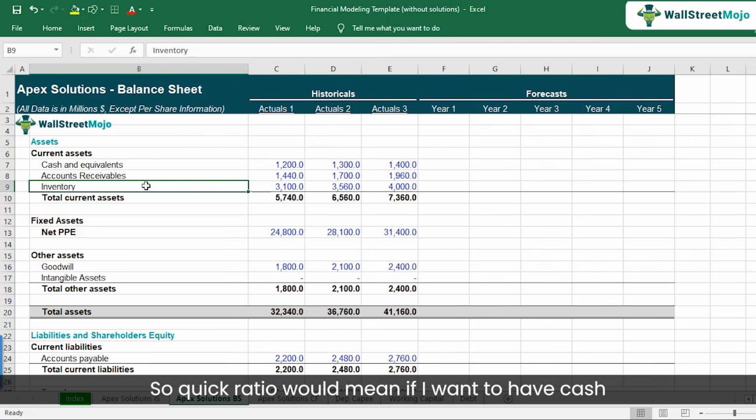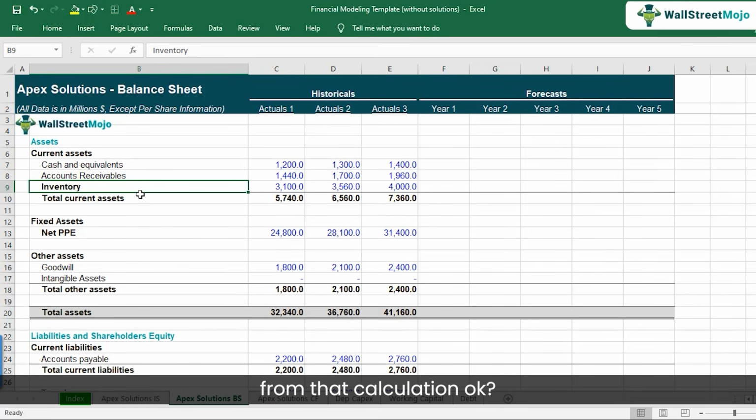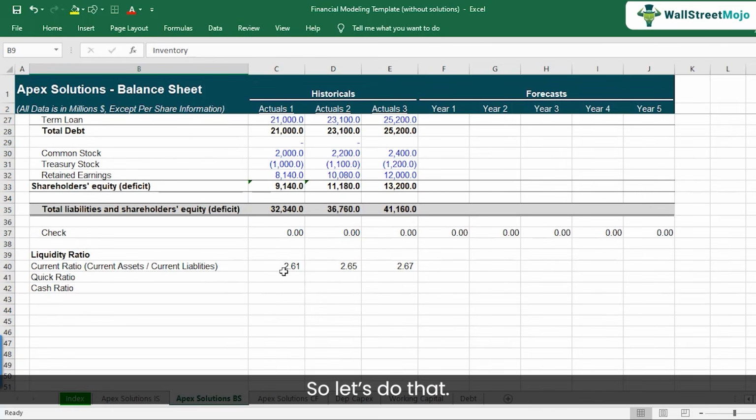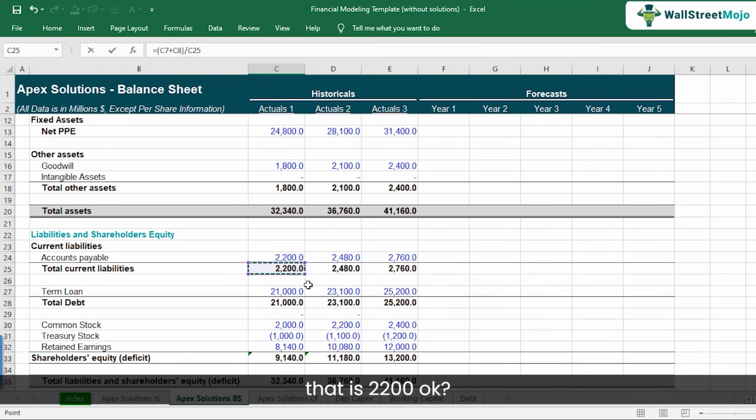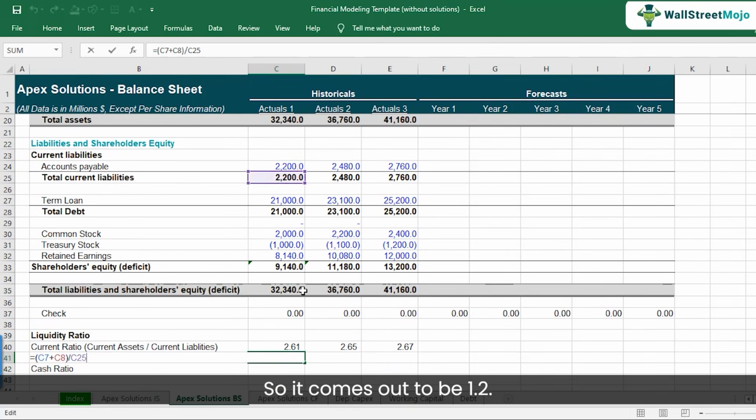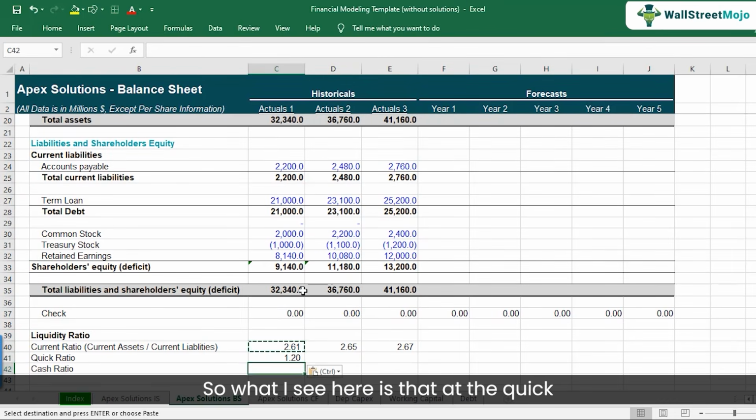So quick ratio would mean, if I want to have cash as quick as possible, what is my situation? So we will exclude inventory from that calculation. Okay, let's do that. I'll exclude inventory and only include cash and cash equivalents and accounts receivables, divided by your current liabilities, that is 2200. It comes out to be 1.2. So at the quick ratio level also, the company is fairly liquid, because it excludes inventory and still it is able to pay off its current liabilities.